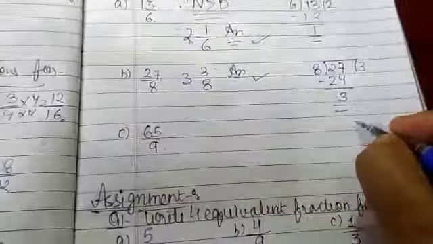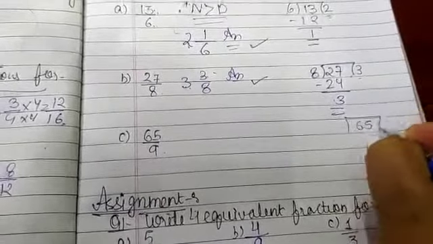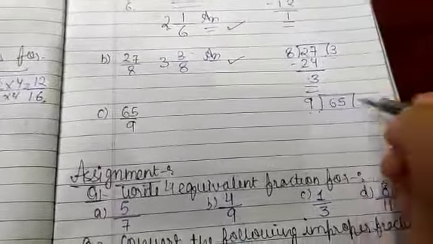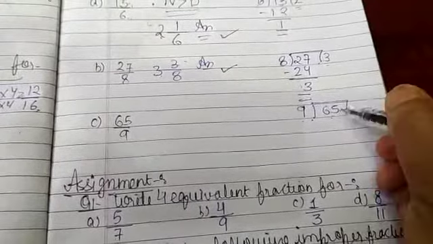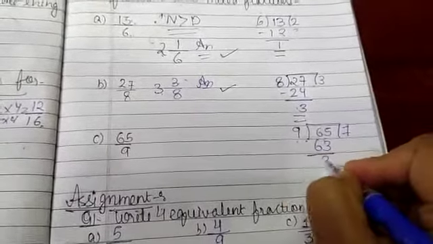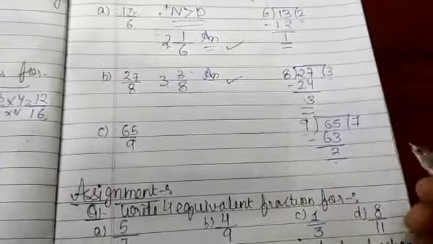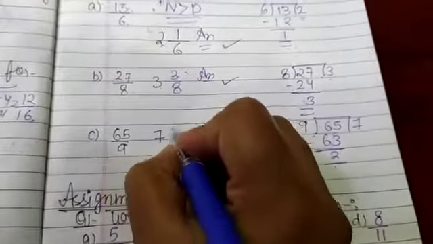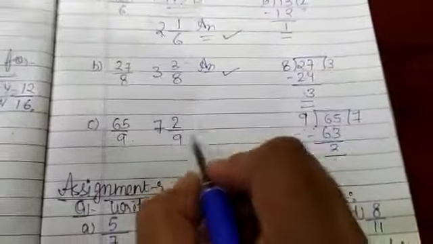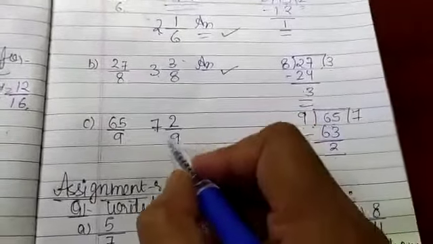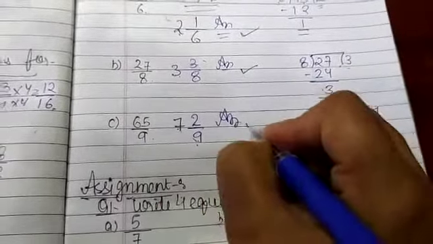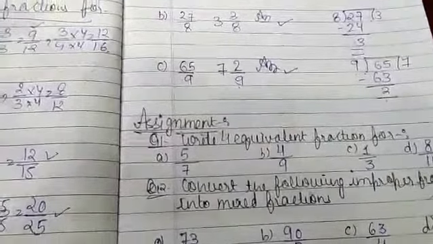Next one, 65 divided by 9. 9 ones are 9, 9 2s are 18, 9 3s are 27, 9 4s are 36, 9 5s are 45, 9 6s are 54, 9 7s are 63. Correct? So when you subtract, 2 will be the remainder. So how to write? 7 as a whole, 2 upon 9. See, this number in between, this numerator and this number denominator. Let's check it. 9 7s are 63 and 63 plus 2 will be 65. So our answer is correct. I hope it is clear to all.